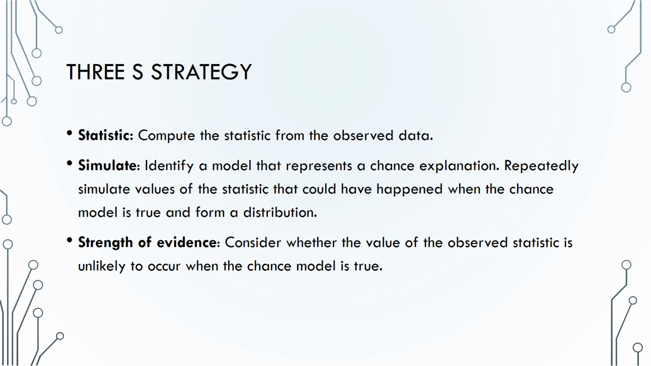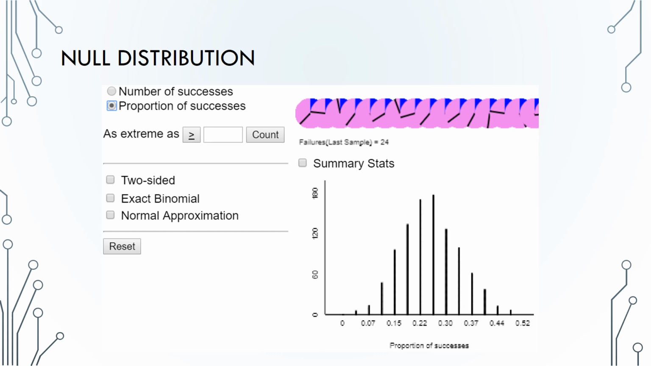Back to the 3S strategy. Our statistic is p hat equals 3 out of 27 for the water tasting example. The simulation involves spinning a spinner in the applet 27 times, where the spinner had a 25% probability of success. We repeated that process at least 1,000 times to create the null distribution seen here.